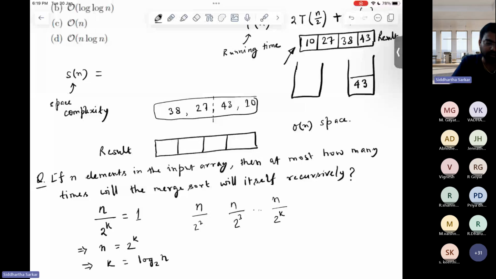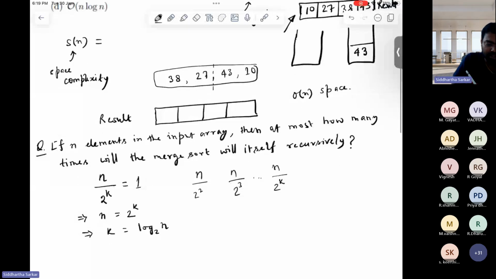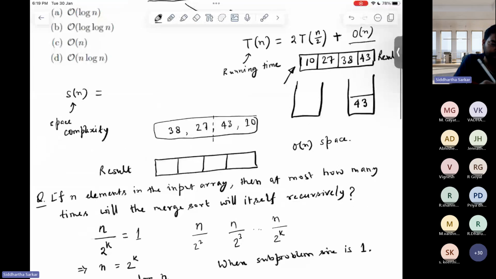So at the base level, that means when subproblem size is 1, we simply return the element. Okay. So for example, when we divide this two size subproblem further, then we have further division of this subproblem into two parts.